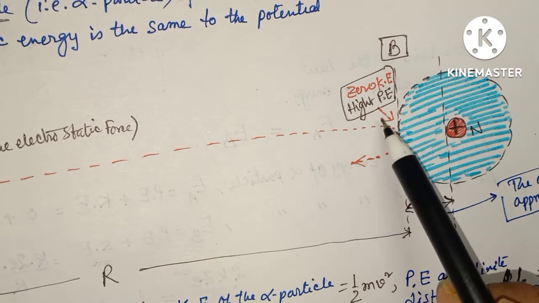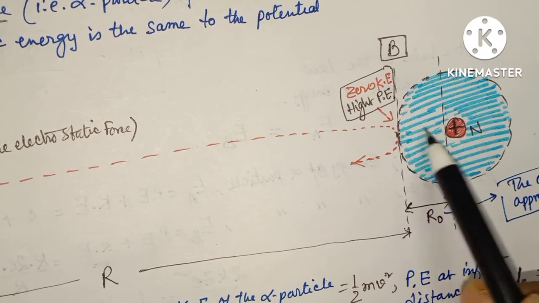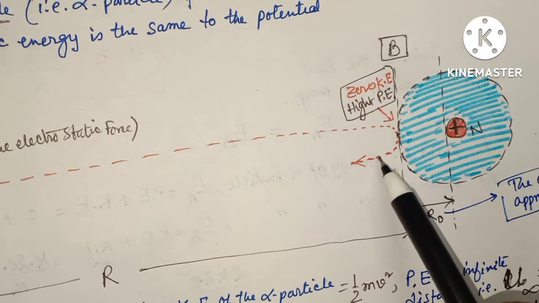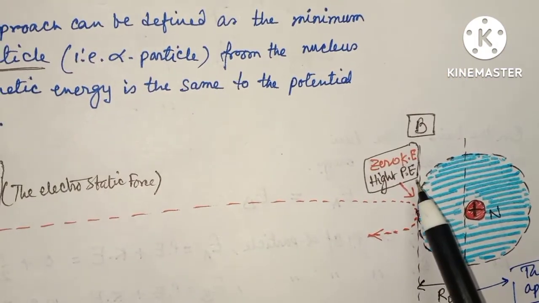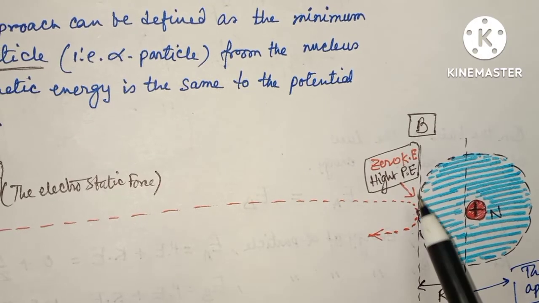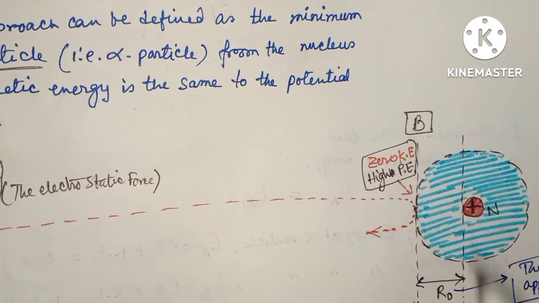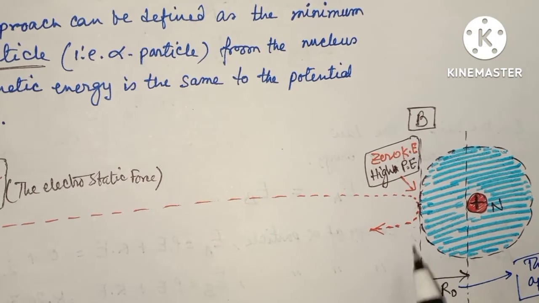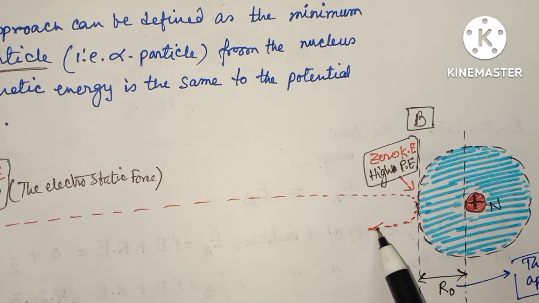But here, due to the repulsion force, the potential energy of the alpha particle will be highest, very high potential energy. That means at point B the alpha particle will retrace its path again.